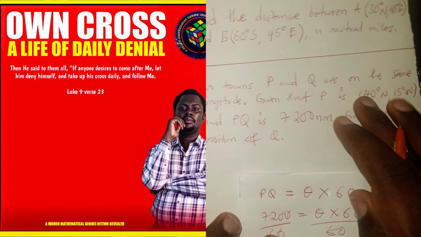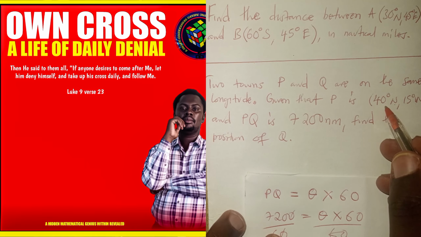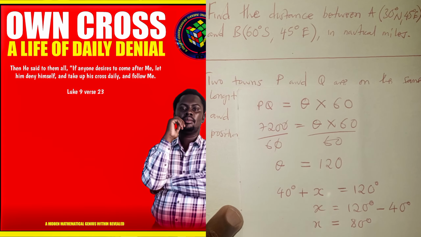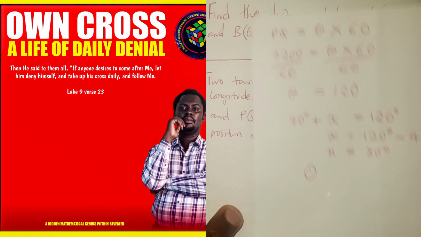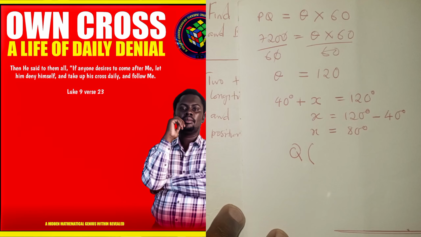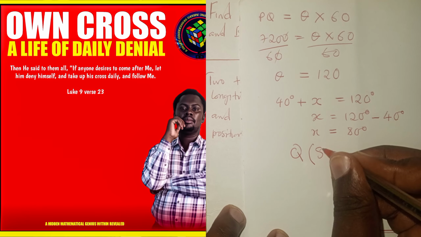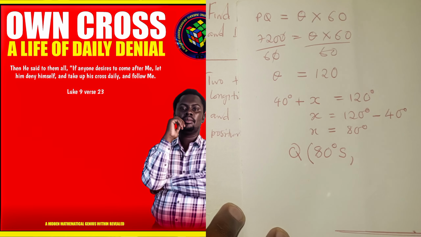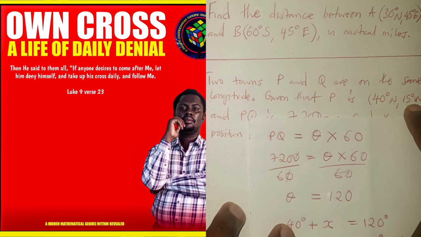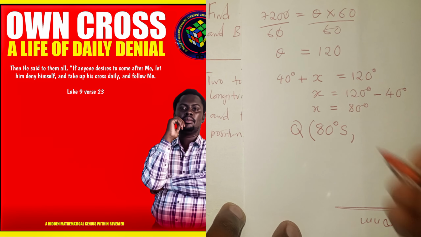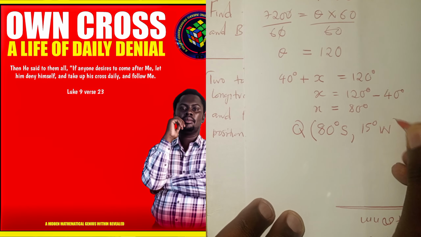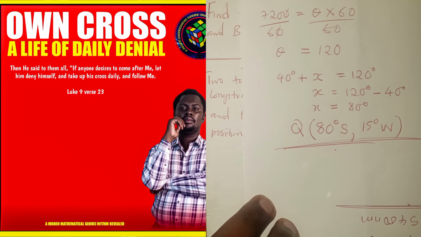If P was on the north, then Q will be on the south. So Q should be on latitude south, and it is on the same longitude, which is 15 degrees west. So Q should be at that latitude south and 15 degrees west. That is the position of Q.